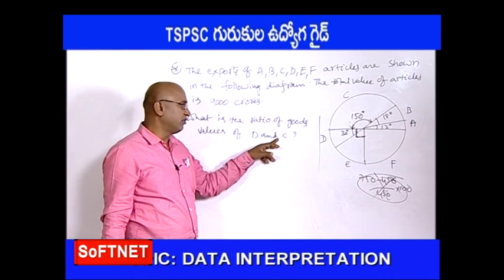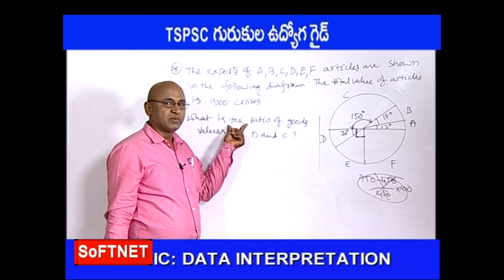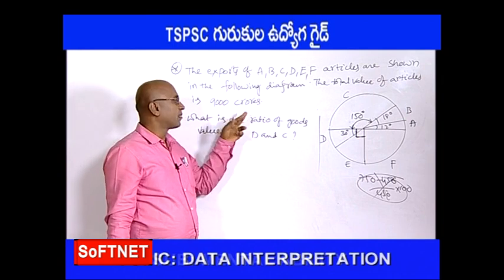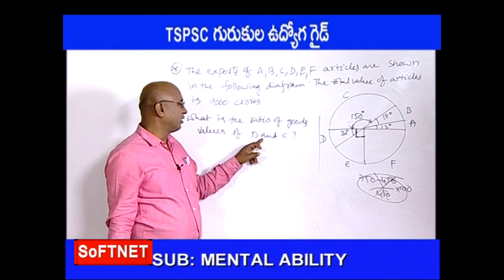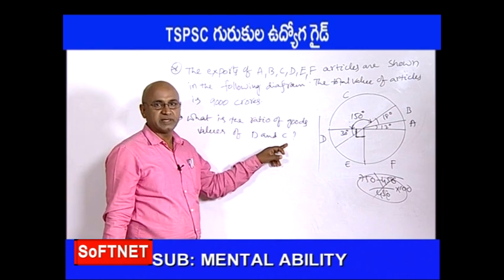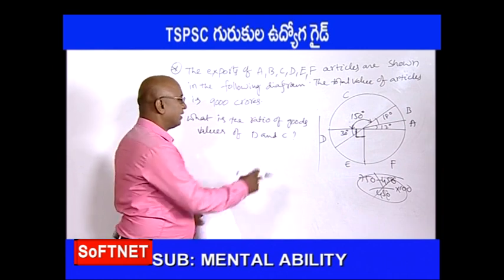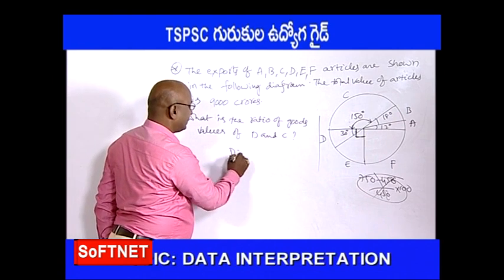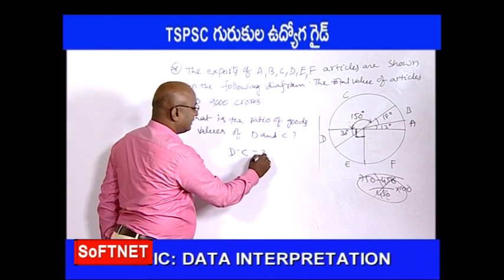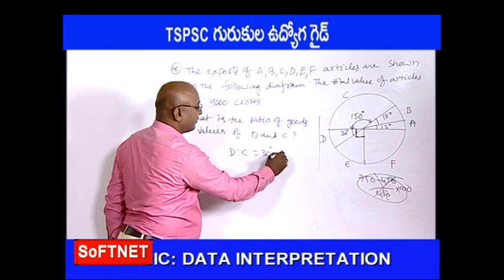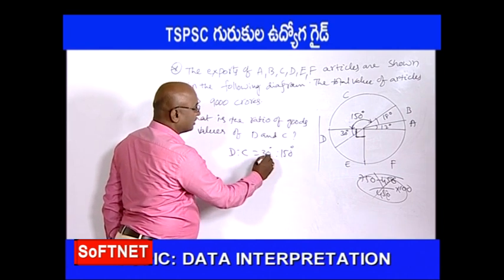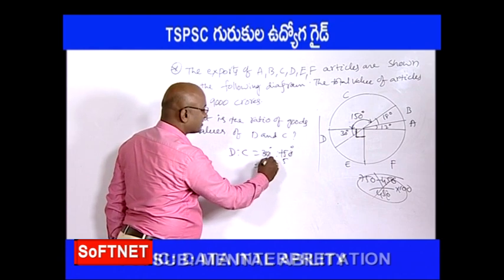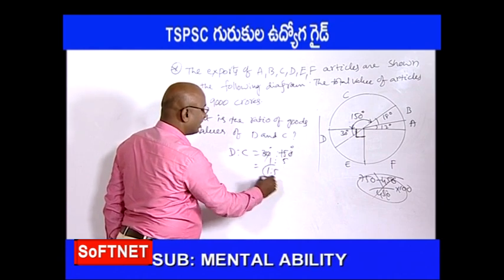D మరియు C విలువల యొక్క ఆ గూడ్స్ యొక్క విలువల యొక్క నిష్పత్తి ఎంత అంటున్నాడు. విలువలు అన్నప్పుడు మనము D విలువ కనుక్కొని మళ్ళీ C విలువ కనుక్కొని నిష్పత్తి చేయడం అనేది టైం వేస్ట్ అవుతుంది. ఇక్కడ D విలువ 30, D is to C is equal to D 30 degrees, C is equal to 150 degrees, that is equal to 0, 0, 3 ones and 3 fives. So 1:5 is the answer.